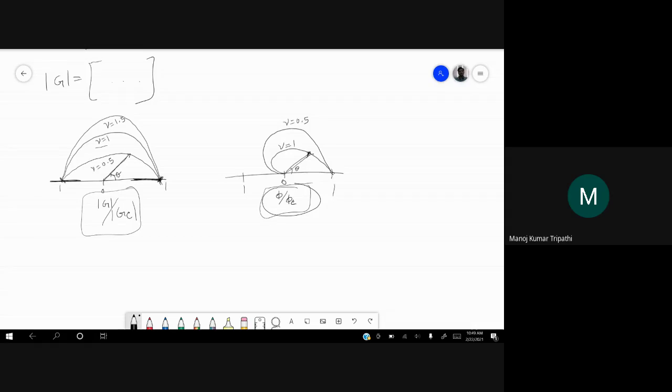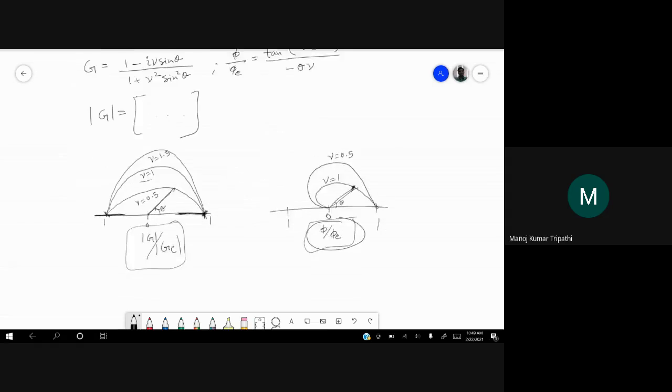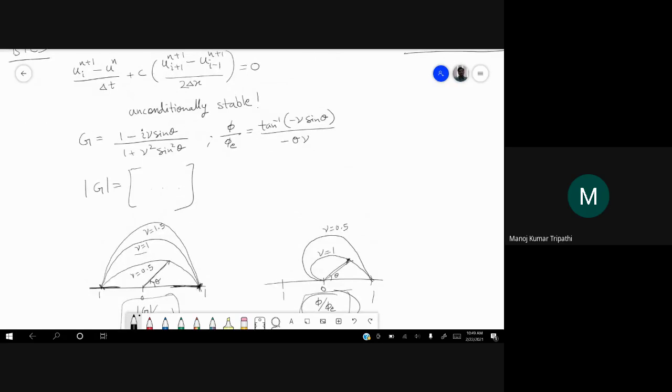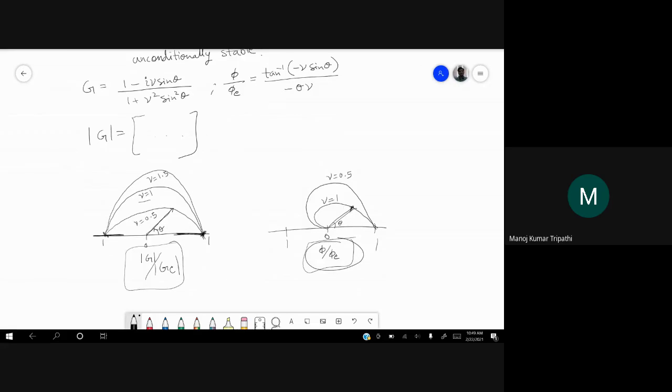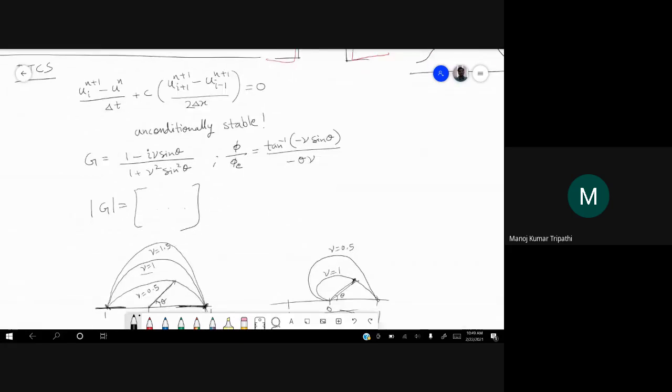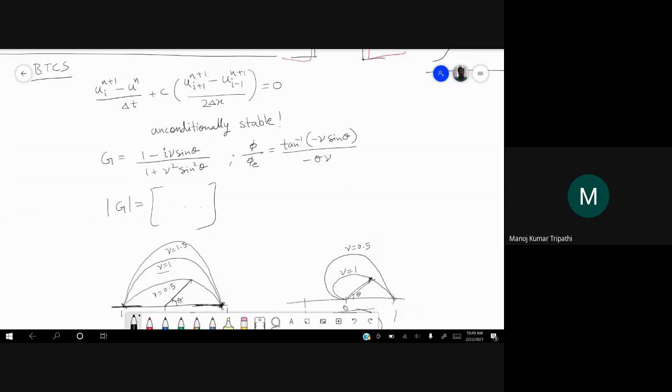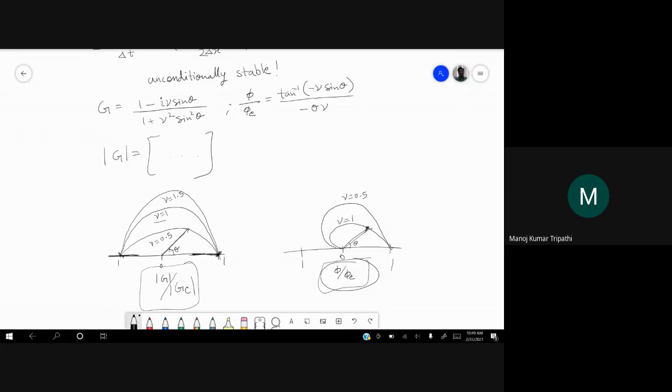If there is any question, you can ask now. Okay, so I'll be sending one more assignment. This is one of the problems in the assignment, that you have to plot mod g by mod ge and phi by phi e for this implicit BTCS wave difference equation. The second problem is that you have to do the same thing for a thermal conduction equation for BTCS.